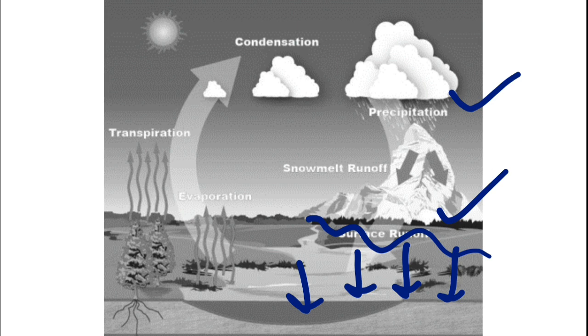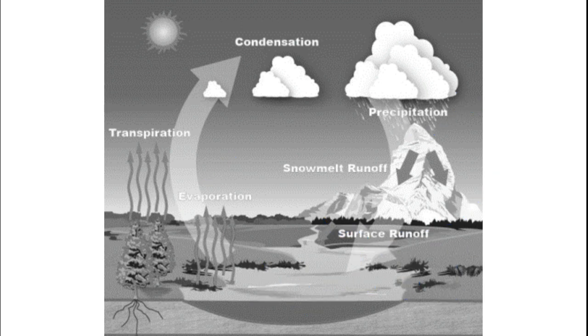So in this way the water cycle continues following four main steps. One is evaporation, one is condensation, one is precipitation, and finally the absorption by soil and soil runoff.